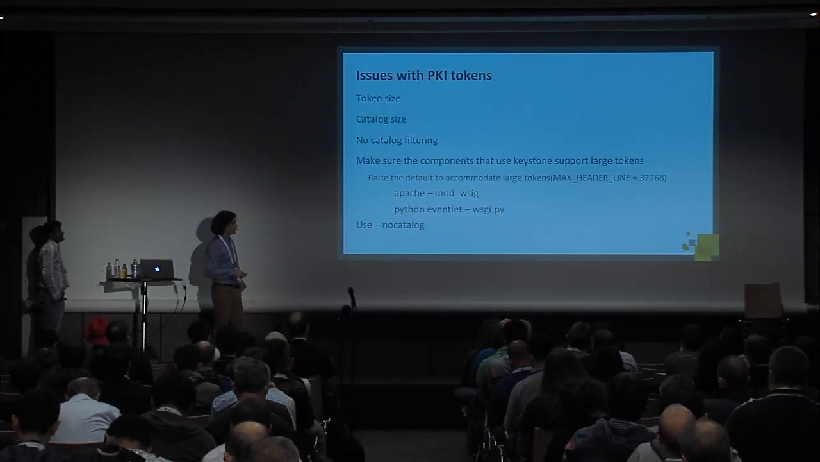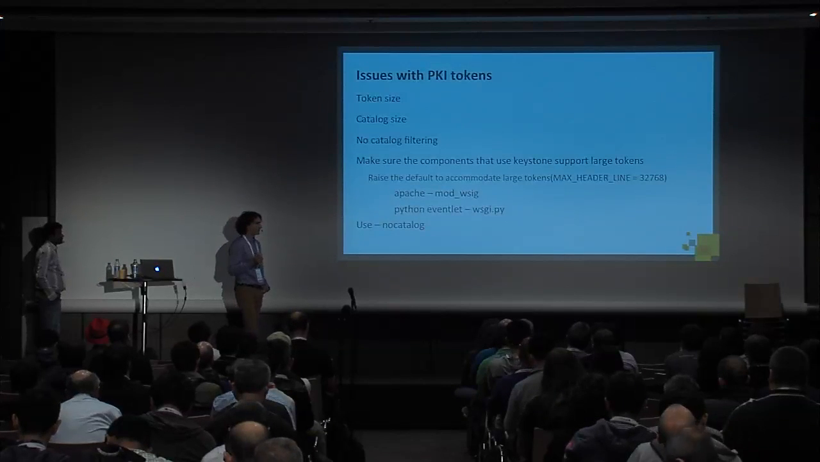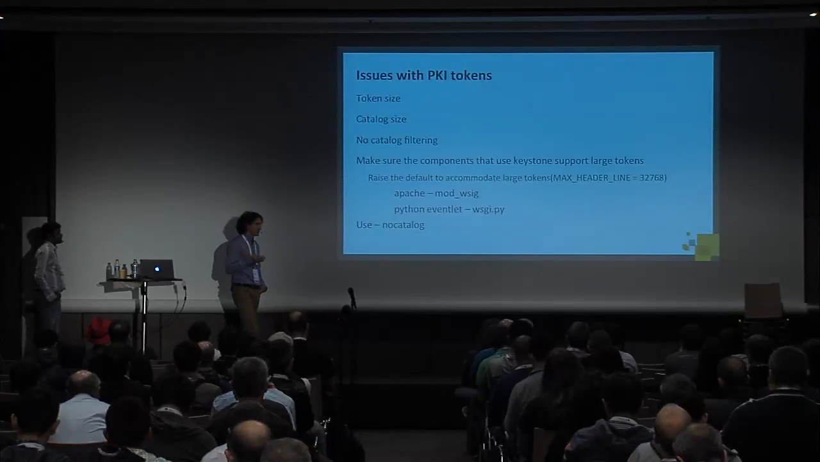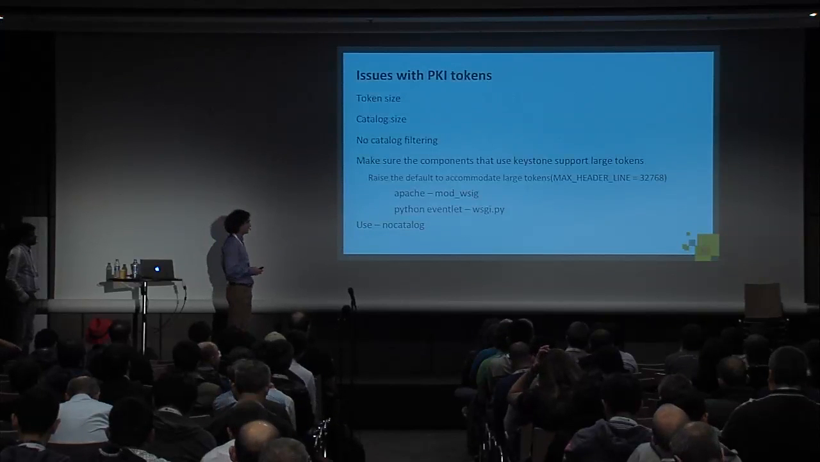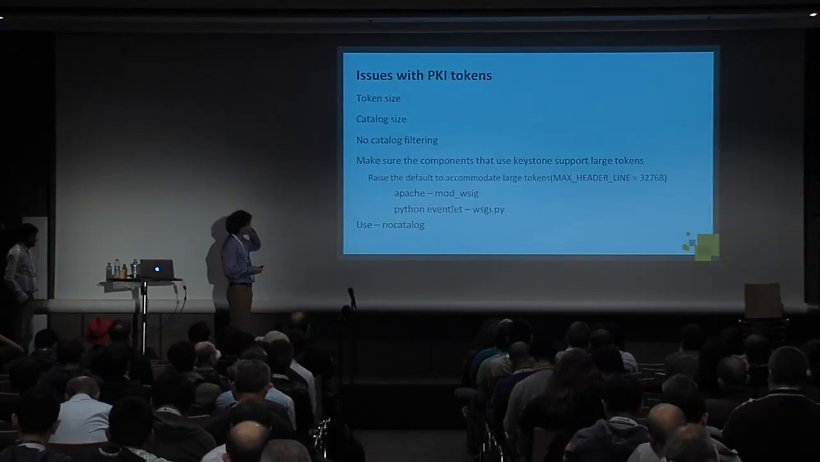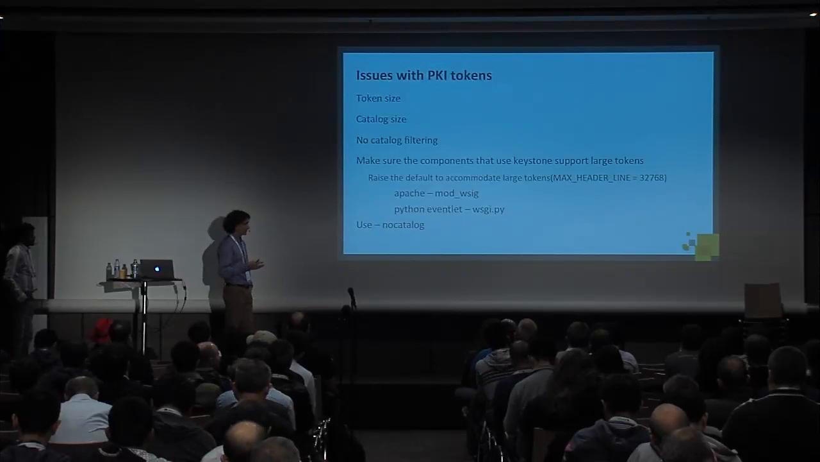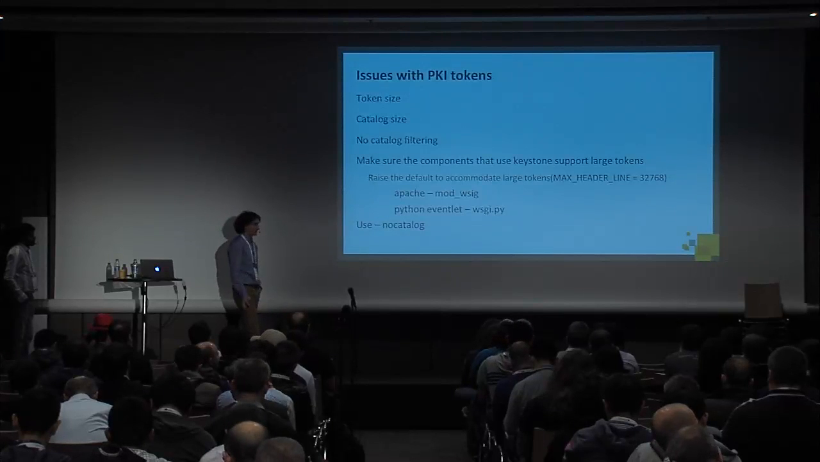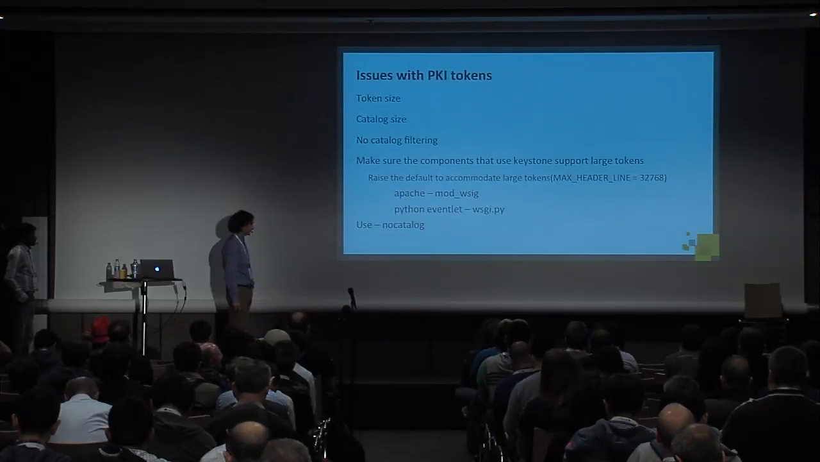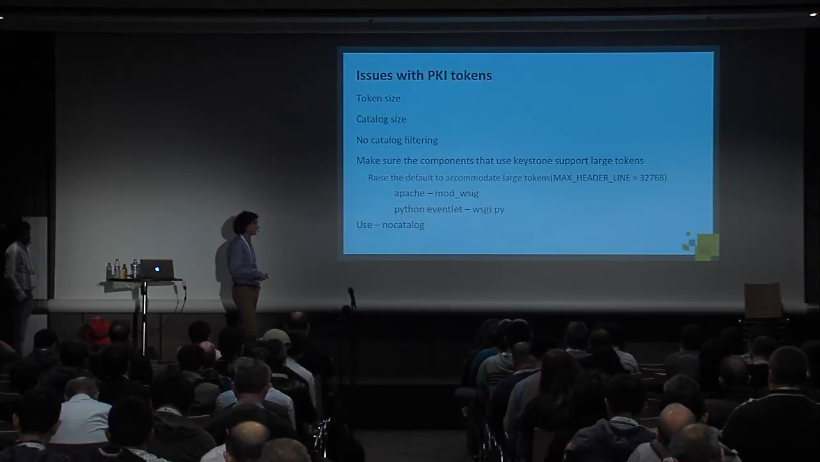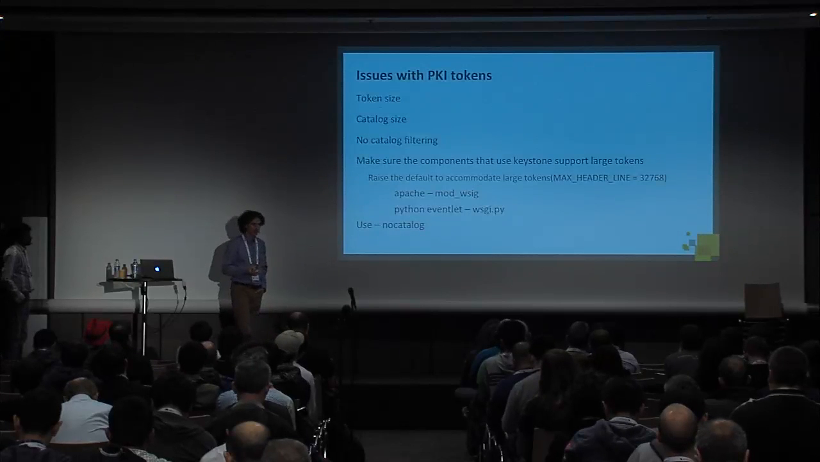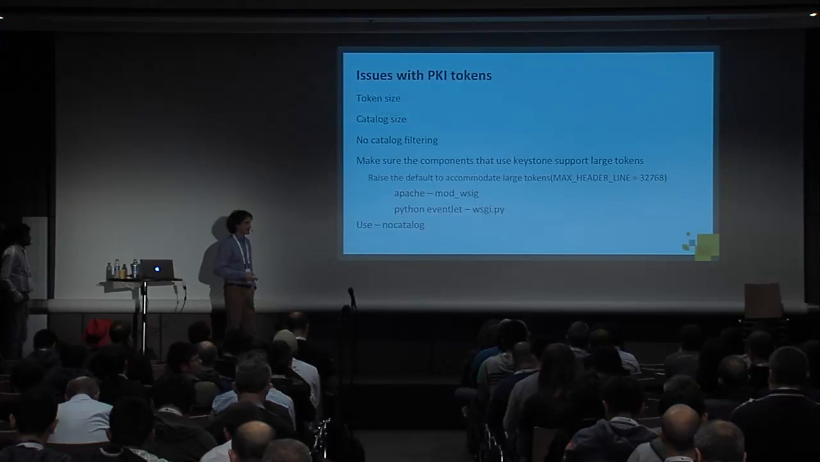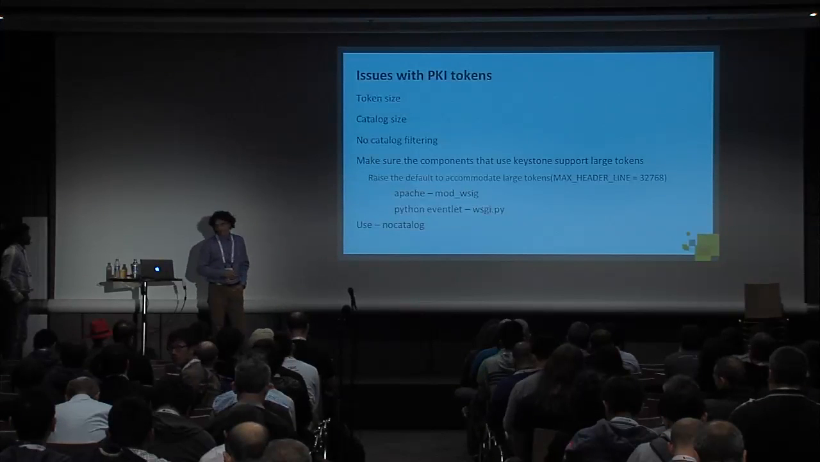So one of the options that you need to make sure is being looked at is the max header line option. I think it has been bumped from the default 8K to 16K in some components, from what I remember. But to be sure, we have bumped it to 32K. Also, newer mod_wsgi has a specific option to deal with this. And also, very important, talk to your users and have them use no catalog when they request a token, if they don't need the catalog in the token. Sometimes they do not need it and they don't know about this option.